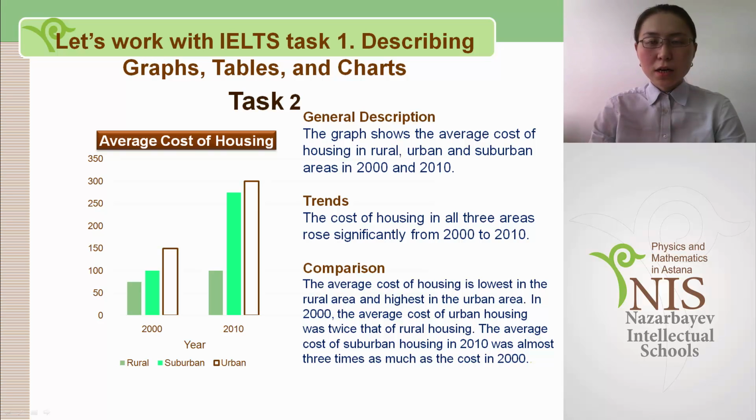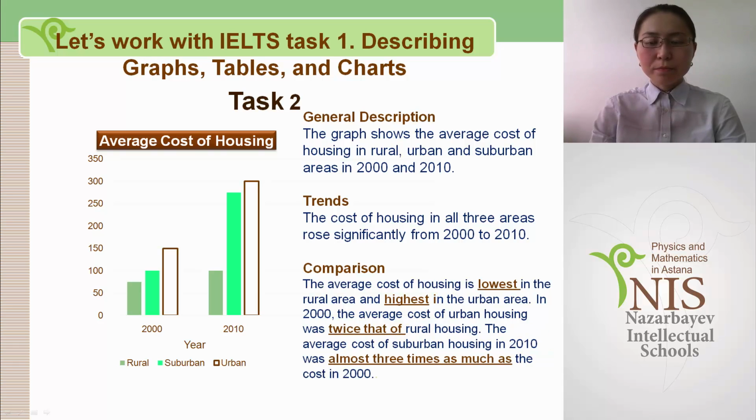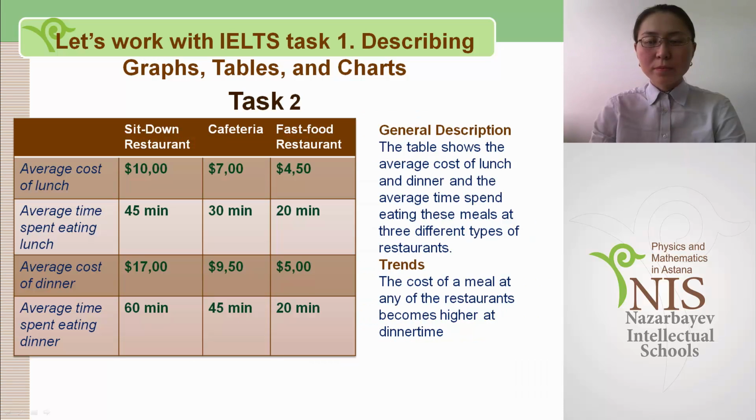You can see how all those three areas can be compared and contrasted. And if you look here, lowest, highest, twice that of something, almost 3 times as much as something, all those words and phrases are used in order to compare and contrast things while you are doing IELTS Task 1. The same thing we can use in tables.